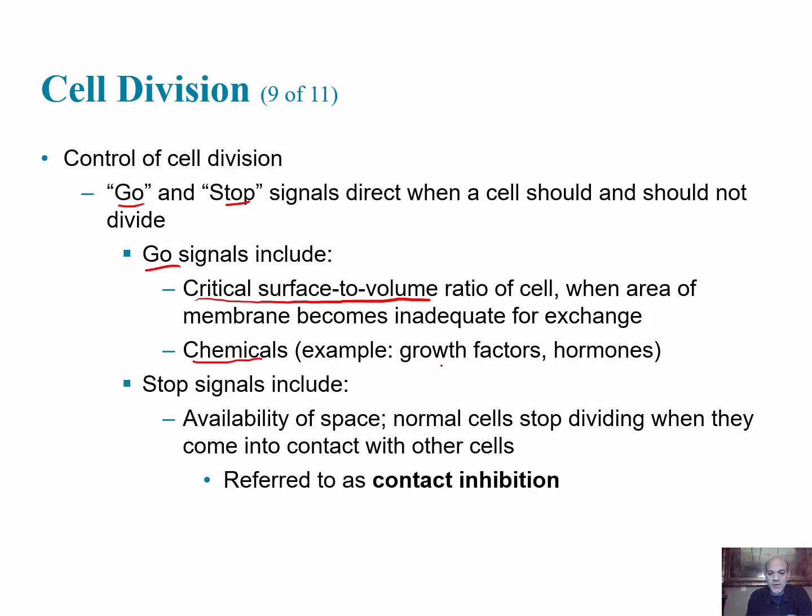There are also some chemicals like growth factors and hormones that may stimulate the cell to begin the S phase, the synthesis phase, and then begin to go through division. There are also some signals that tell the cell that it should not bother trying to divide, and one might be the availability of space. So normal cells will stop dividing when they come in contact with other cells, and that is referred to as contact inhibition, which means when they run into another cell, that would be a stimulus to tell them, don't divide any further. We don't need any more growth by cell division here.